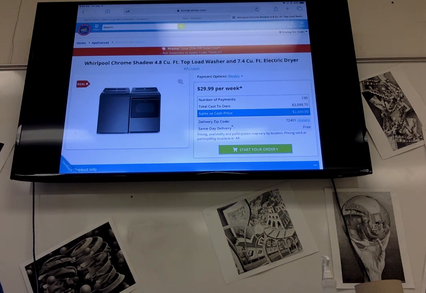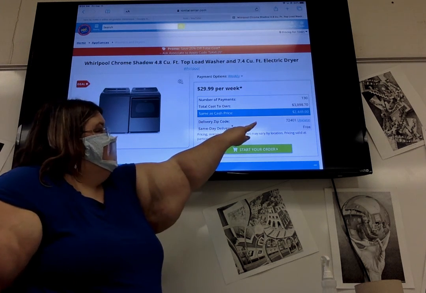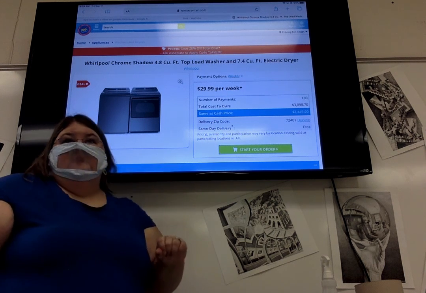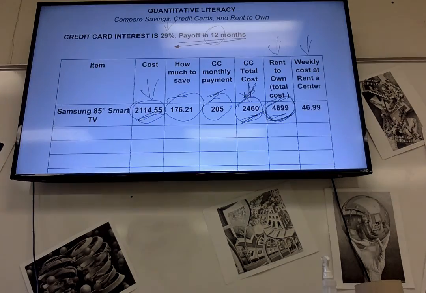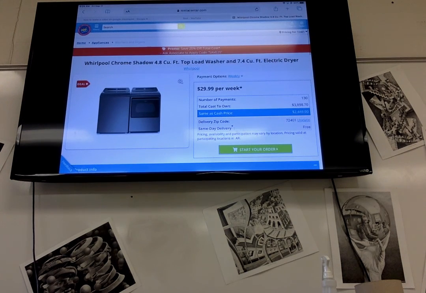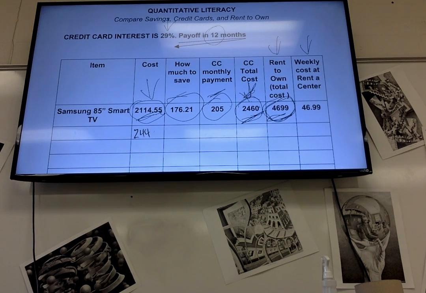But this is a top load washer and an electric dryer. So, same as cash price, $2,449. So that's what you would put in here. I forgot what it was. $24.49. Okay. And you would write over here what it was.